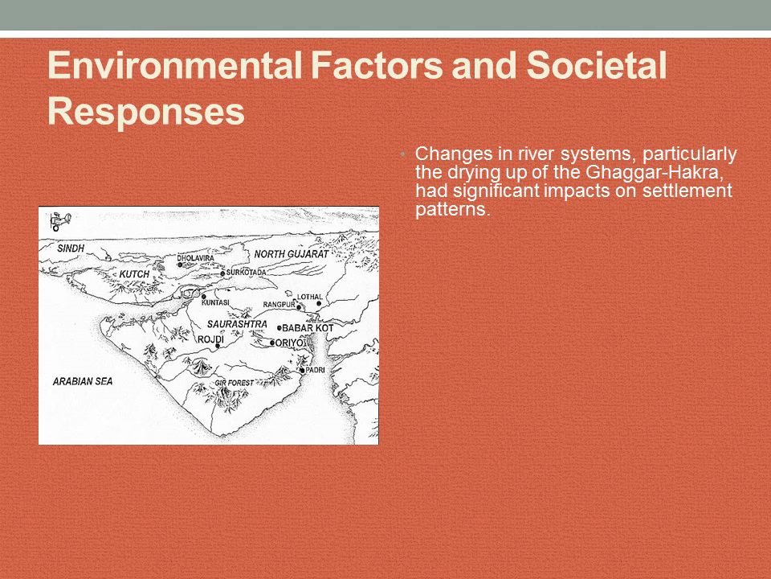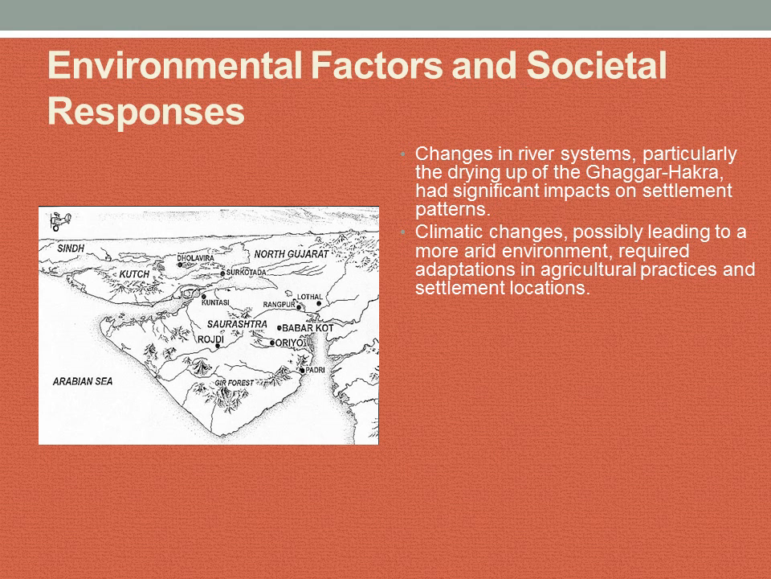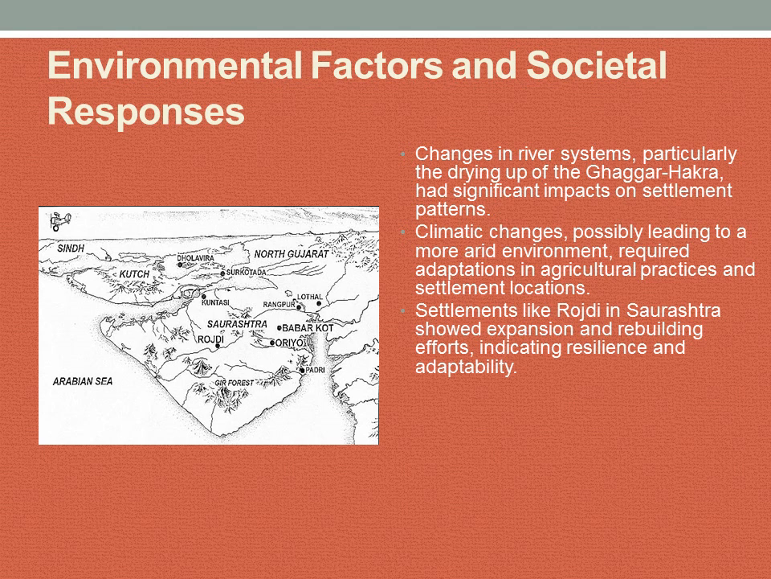Environmental factors and societal responses. The changes in river systems, particularly the drying up of the Ghaggar Hakra, had a significant impact on settlement patterns. The climatic changes, possibly leading to a more arid environment, required adaptations in agricultural practices and settlement locations. So the environment became more arid. There was a lessening of moisture content in the atmosphere during that time. So people had to innovate new agricultural practices and go to new settlement locations.